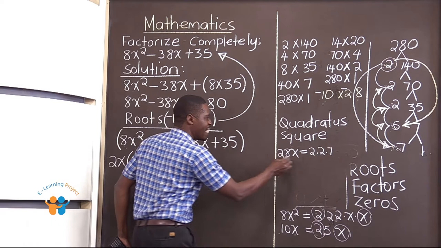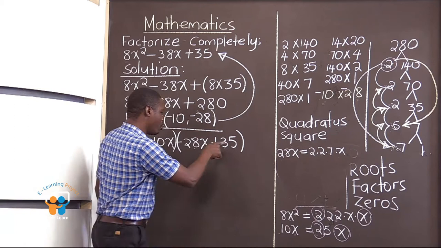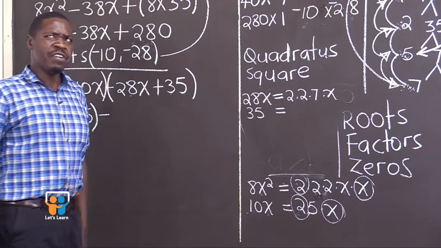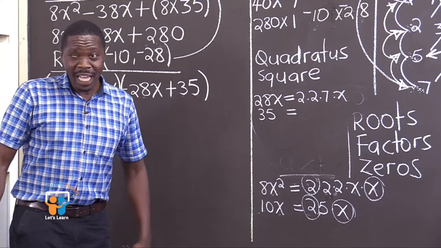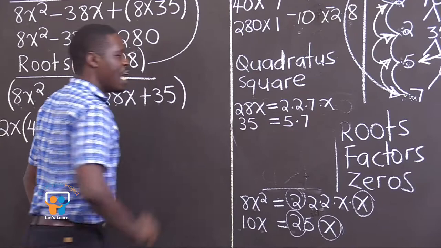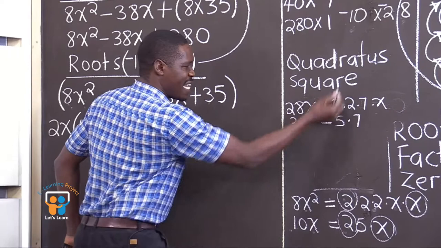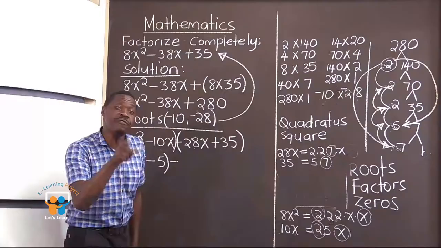After getting that, we come to 35. Mr. Examiner, sir, how do we get 35? Do we have a 2 in a 35? No. What do we have then? We have a 5 and a 7, because 5 times 7, you end up with a 35. Now, what are the common numbers here? We have a 7 and we have a 7, which means a 7 and the negative are common factors. Those ones are going to shift outside the bracket.